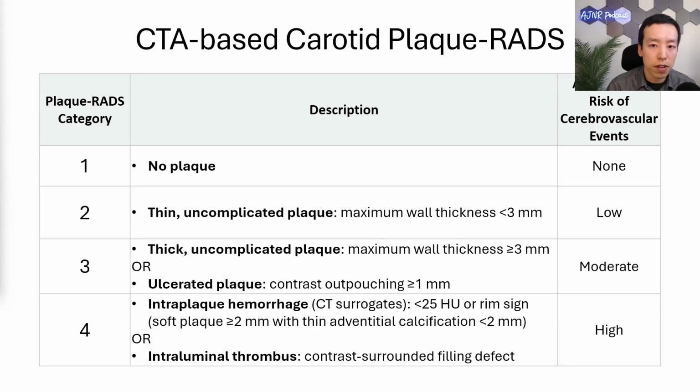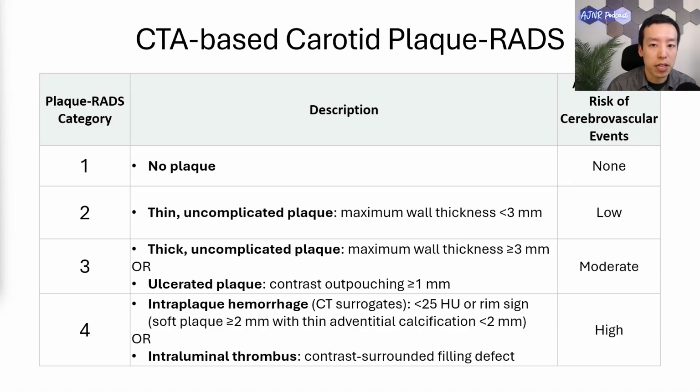So this is a simplified version of Carotid Plaque-RADS that removes the need to assess the fibrous cap. So let's go through the grades one more time, as hopefully repetition will help you learn this grading system. Plaque-RADS 1 is no plaque. Plaque-RADS 2 is thin and uncomplicated plaque that has a wall thickness less than 3 millimeters.